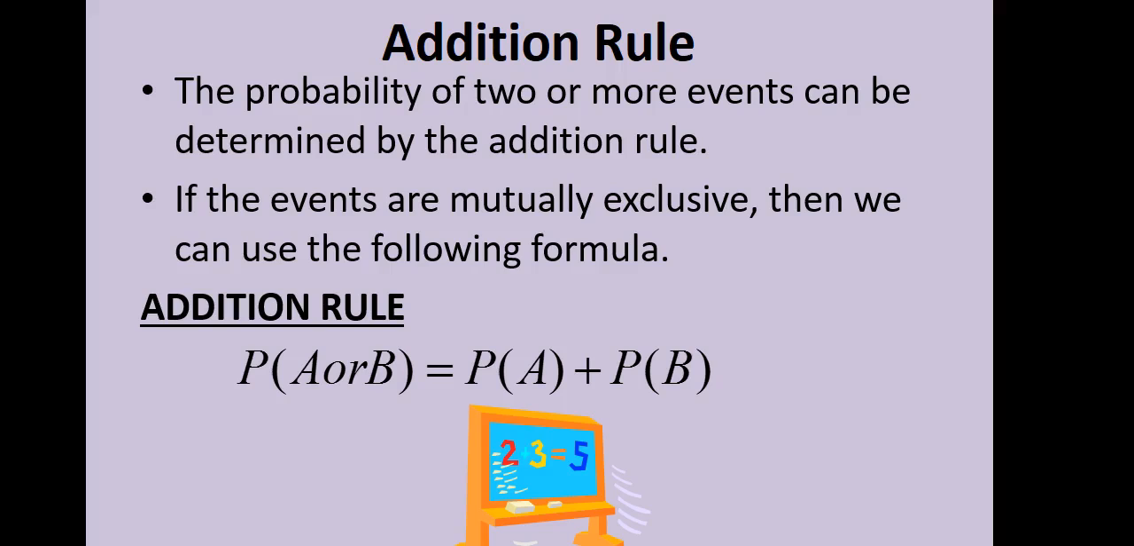This takes into account that these events cannot happen at the same time. I can't roll a number that is both a 1 and a 3. So anytime we're talking about this event happening or the other happening, we must use what we call the addition rule. We just add their probabilities together.